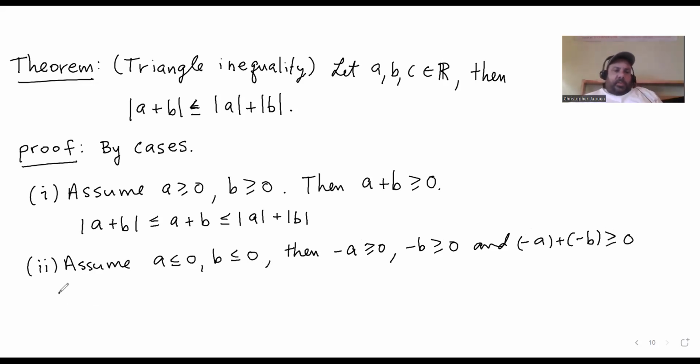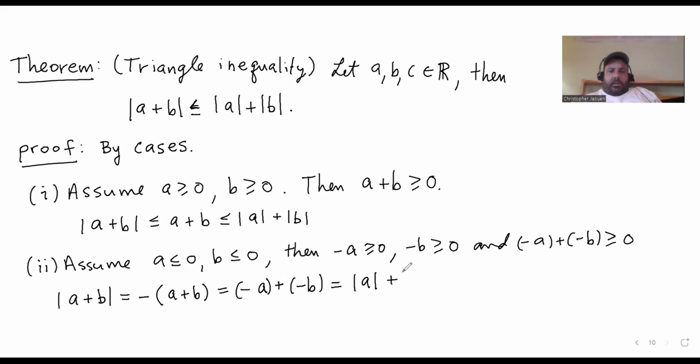And if we consider the absolute value of A plus B, then by the definition, the piecewise definition of the absolute value, this is the same thing as minus A plus B. And if I distribute, it's the same thing as minus A plus minus B, which is the same thing as absolute value A plus absolute value of B.